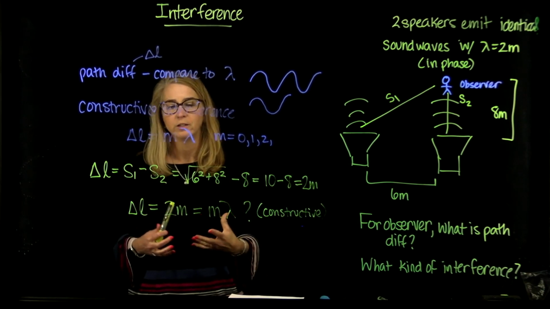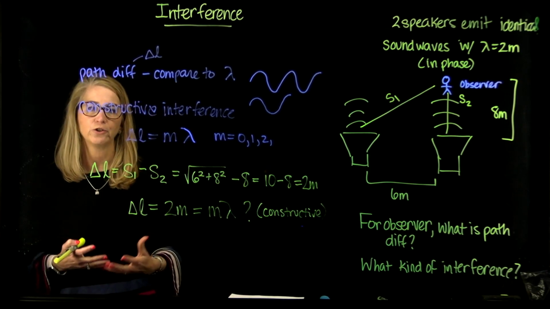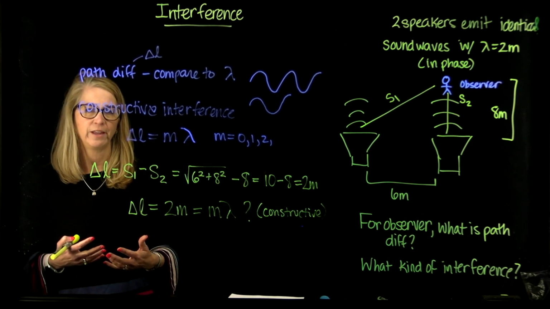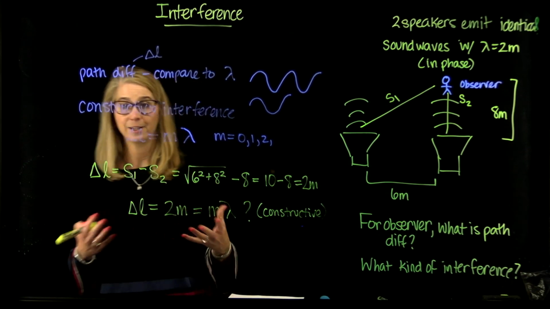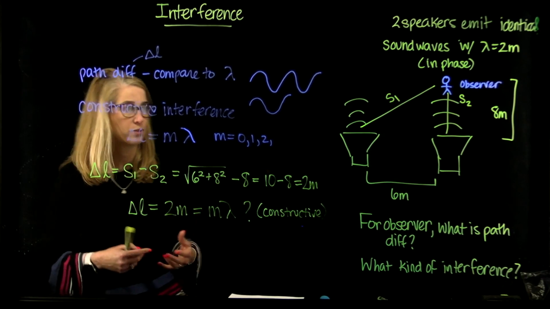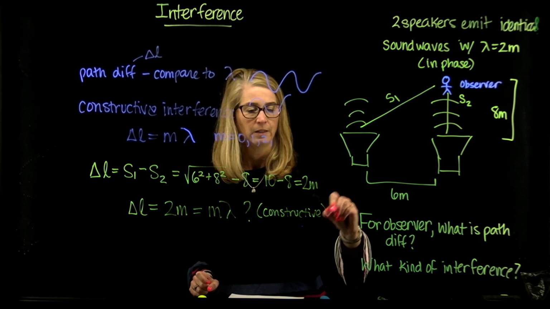Now what we do then is we compare that difference in the path length and see, does that equal an integer multiple of the wavelength? And actually this one's pretty straightforward. It is exactly 2 meters, it's one wavelength, so yes, they're going to interfere constructively.